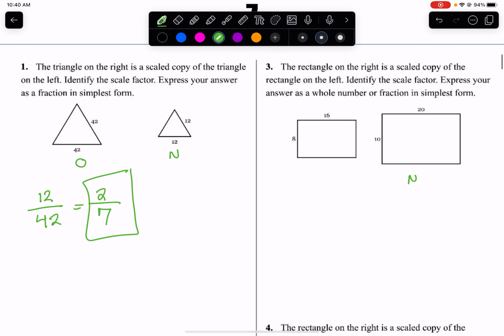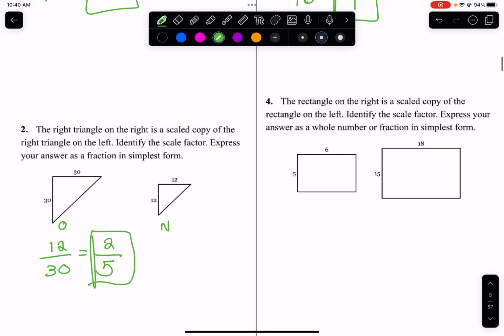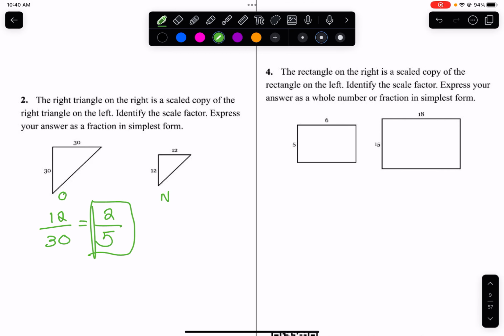The right is the scaled copy, original. Now we have a difference, so we want to make sure that we're choosing corresponding sides. So 20 over 16. We can, let's see, divide both by 4. 5 over 4. This is greater than 1, so this is an enlargement. New, original, 18 over 6, which is 3.